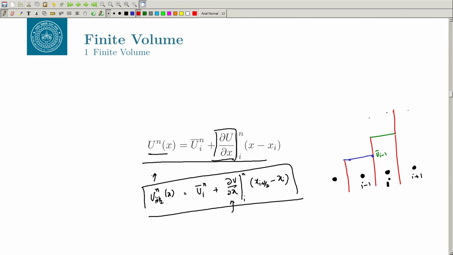This is how it is varying in the next cell. So, you can see that if you are using a constant variation, that means your value is not changing within the cell. At the interface, these are the interfaces, between I minus 1 and I, and between I and I plus 1. You have some value of the flux coming from the left and some value of the flux coming from the right. This is a problem.